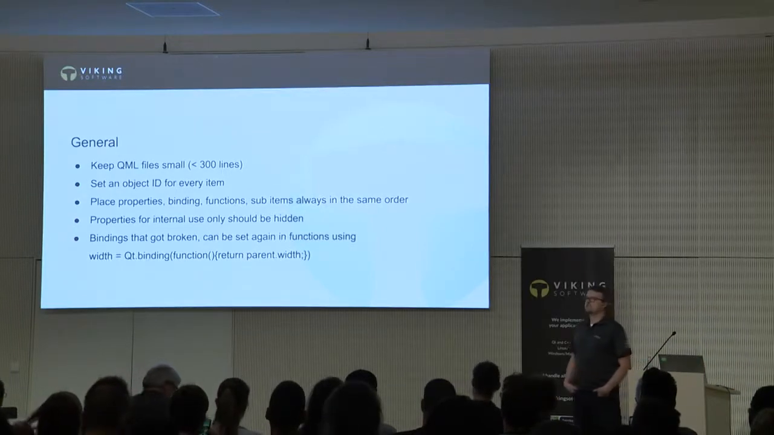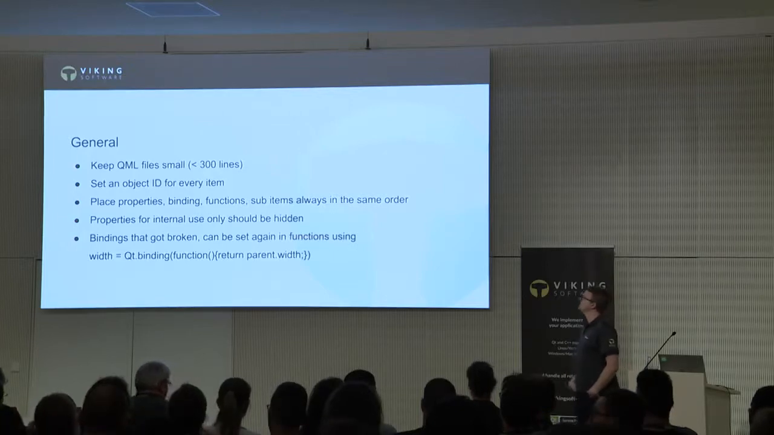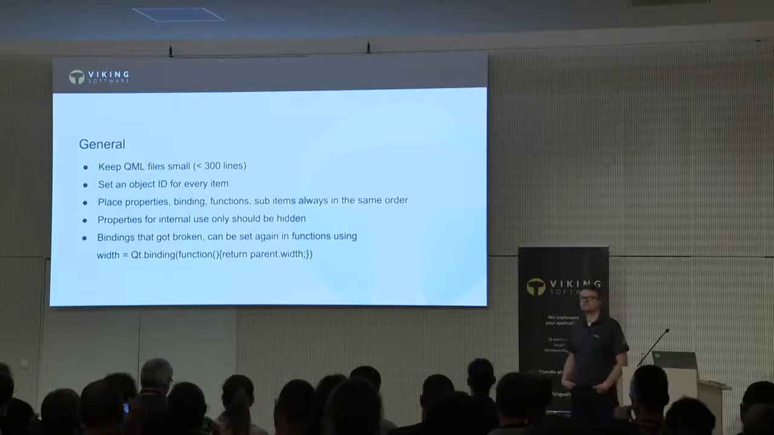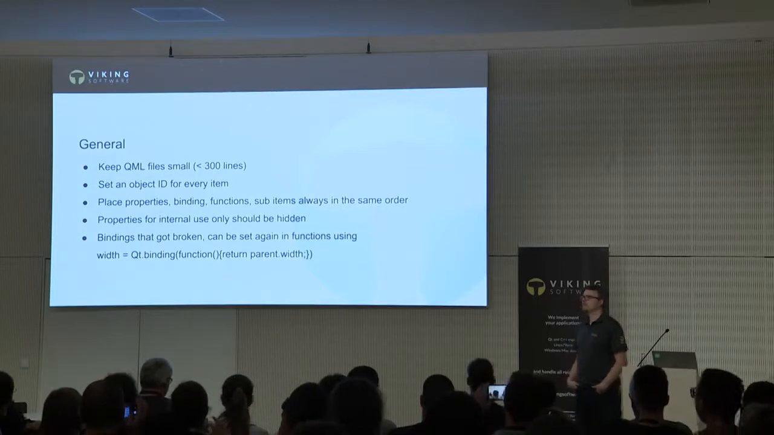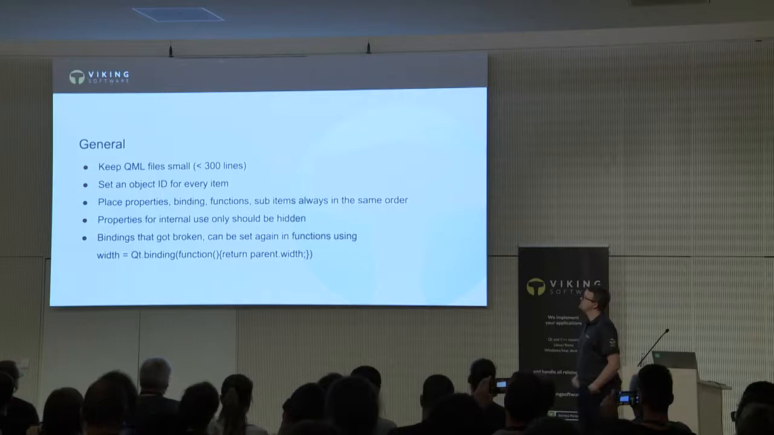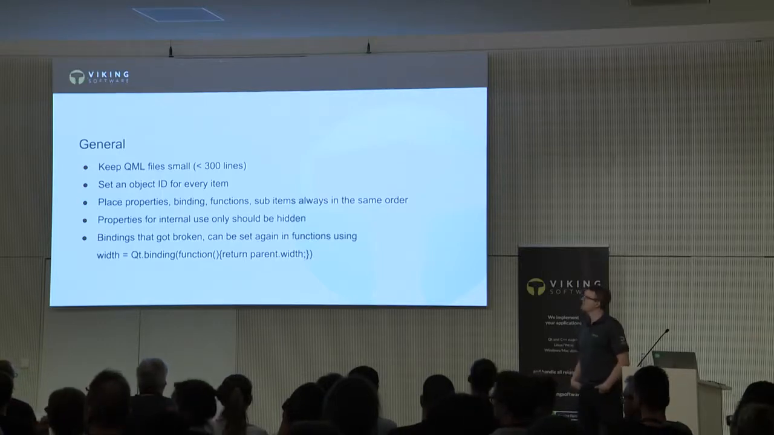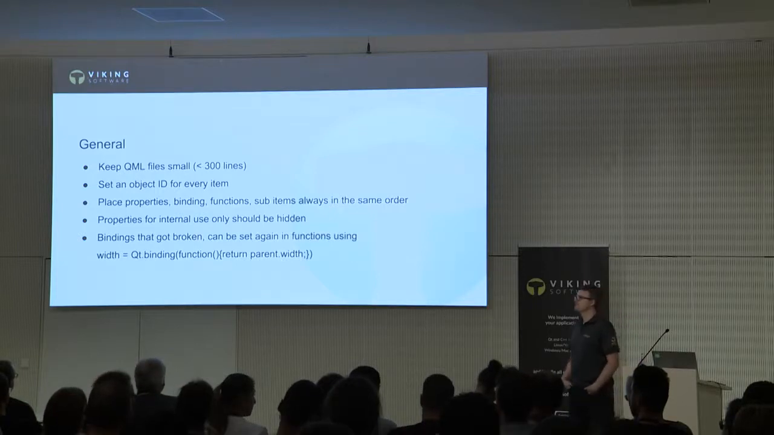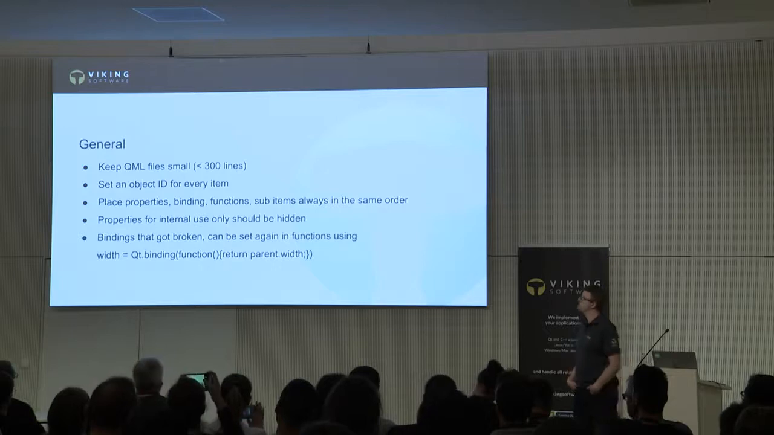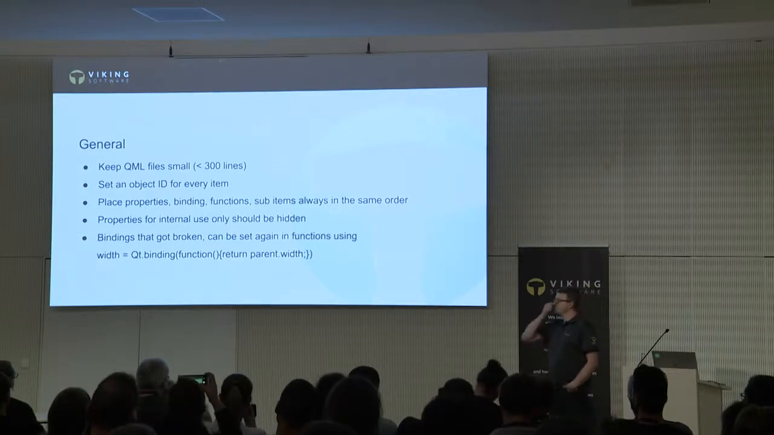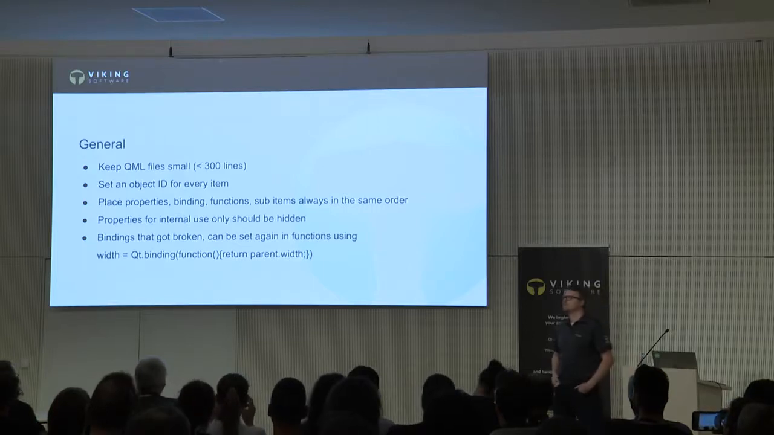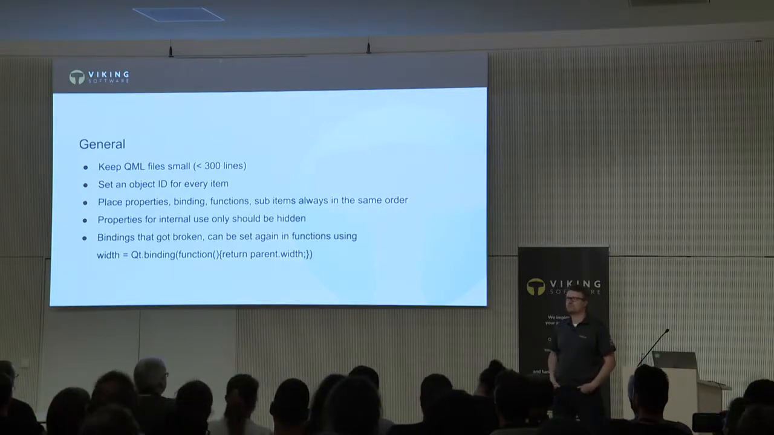Some general rules. It's easy to get messy files with QML. So I personally try to keep them pretty small, 300 lines or less. If it's more, something like 500 lines, then I really try to split it up into different components. You get overwhelmed with all those lines, and QML has a bit of missing structure.